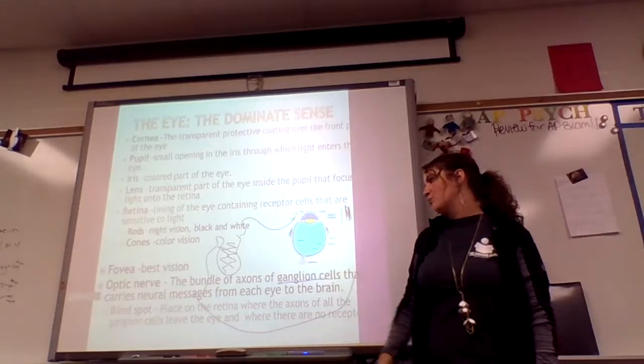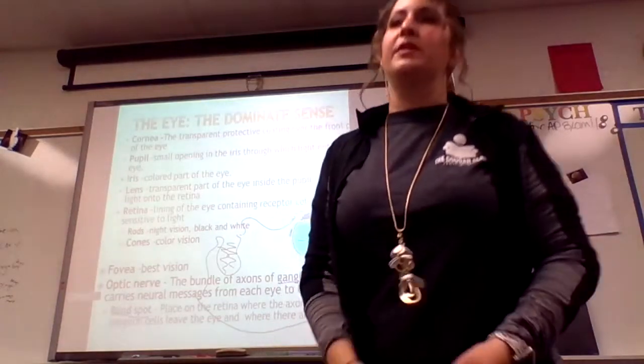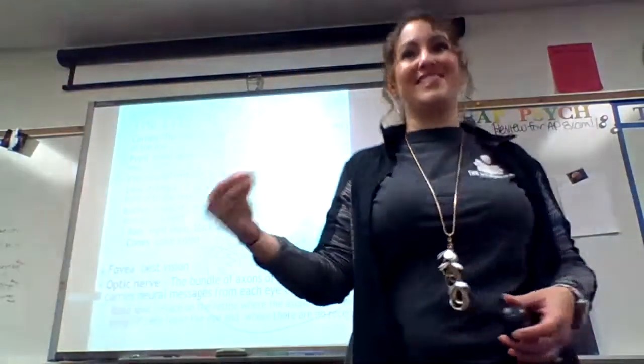Okay, but with that optic nerve, when it leaves our eye, there are no rods and cones there, which is why we have a blind spot, because there's no rods and cones there to help us see, because it's a nerve there instead, the optic nerve.